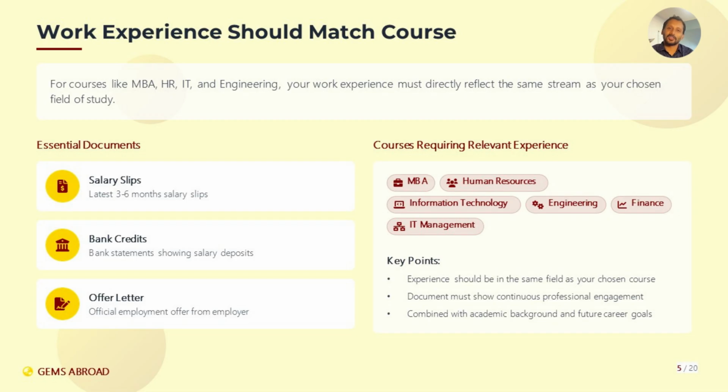Your work experience should logically connect to your chosen course of study. For example, if you're applying for an MBA, HR program, IT course, or engineering degree, your professional background should reflect experience in the same or related field. This alignment demonstrates that your Australian education builds upon your existing knowledge and career path. When documenting work experience, 3 elements are critical: original salary slips showing consistent employment, bank statements showing corresponding salary deposits, and official offer letters from recognized employers. These documents collectively prove legitimate work experience and strengthen your case as a genuine student.